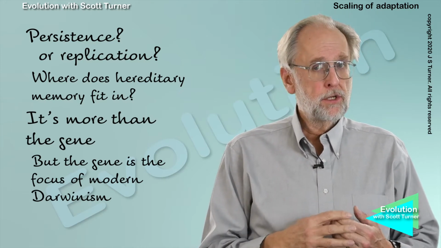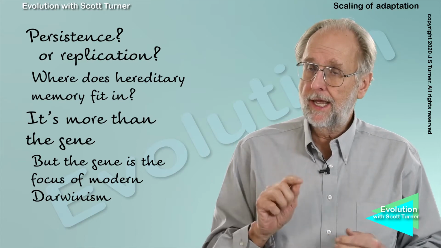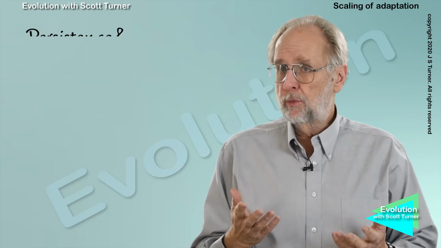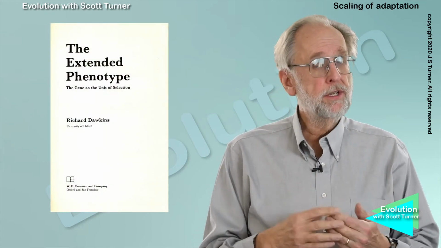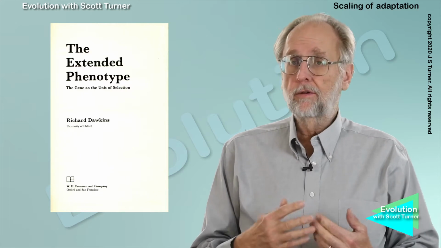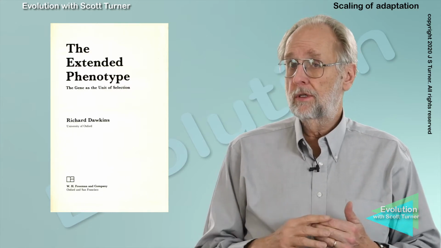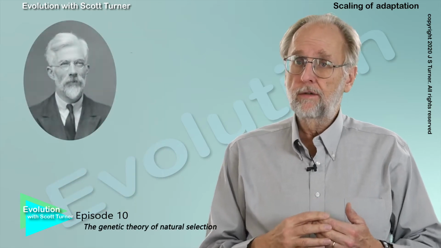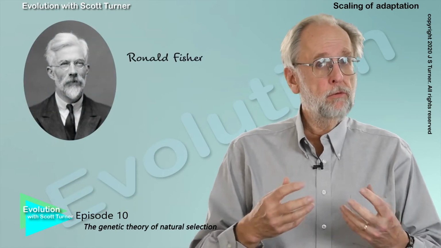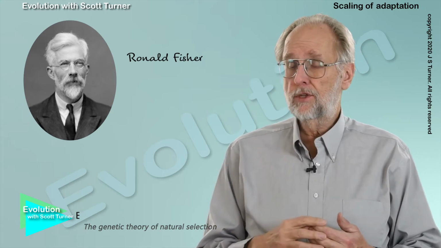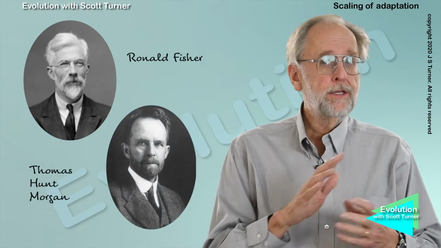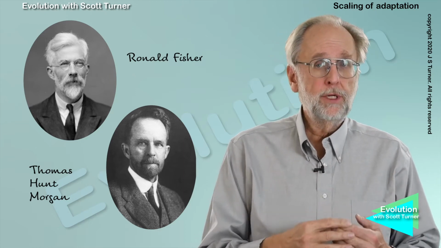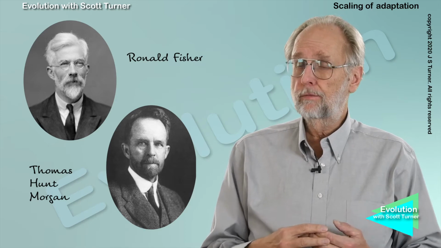The gene selectionist concept of evolution points to DNA as the principal locus of hereditary memory. Richard Dawkins' book, The Extended Phenotype, says this explicitly. The subtitle of the book is The Gene as the Unit of Natural Selection. So too does the genetic theory of natural selection, which supposedly rescued Darwinism from the mutationist threat of Thomas Hunt Morgan. It did no such thing, of course. What it did do was to bolster Morgan's mutationist conception of evolution.